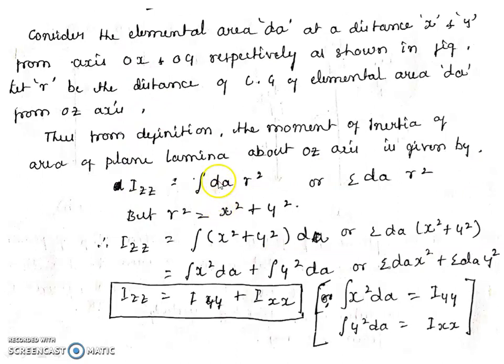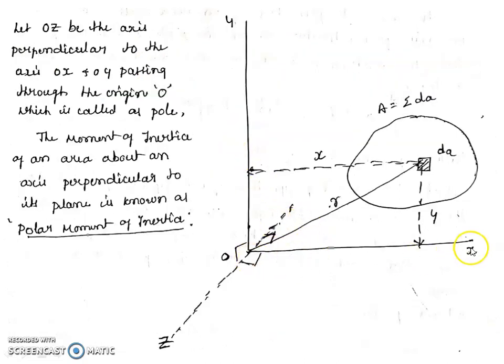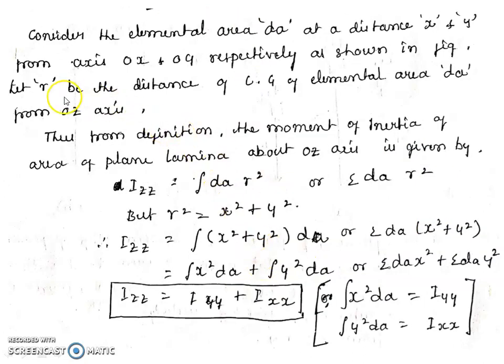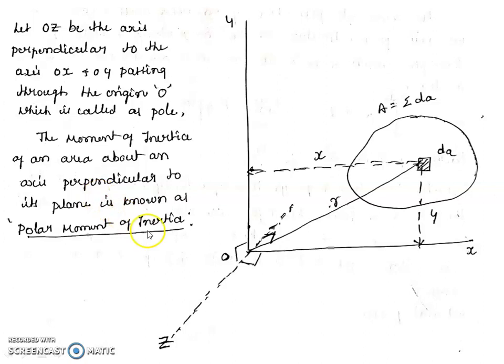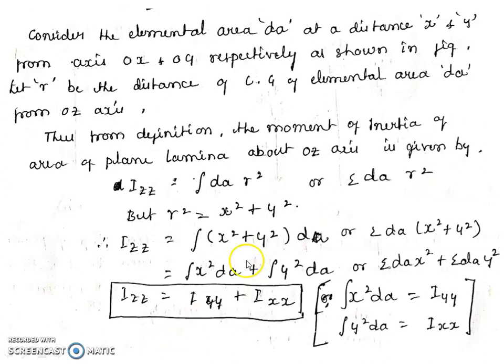Okay, now the small element, consider the small elemental area dA at a distance x and y from OX and OY axis respectively, as shown in figure. This is OX and OY axis. The small elemental area is at a distance x and y to these two axes, x axis and y axis. Okay, next R be the distance of CG of elemental area dA from OZ axis. This is the R. This is the distance of this elemental area dA with respect to OZ axis. Okay, it is the construction.